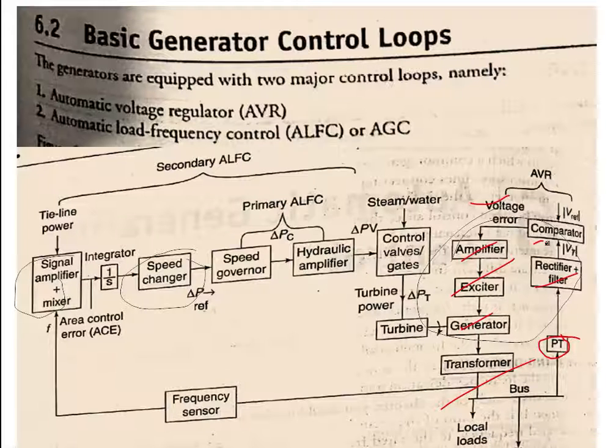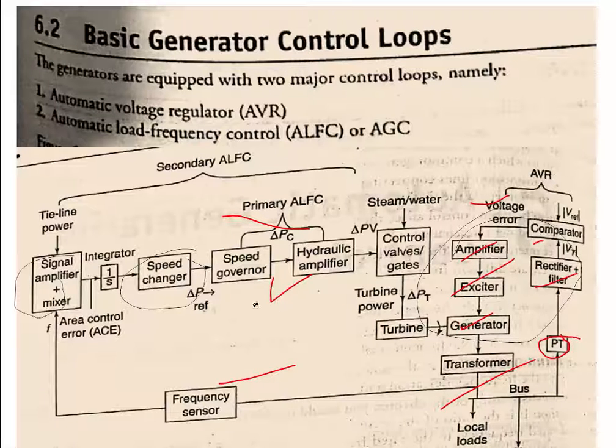The automatic load frequency control loop is again classified into two sub loops: primary ALFC and secondary ALFC. The primary ALFC consists of a speed governor and a hydraulic amplifier. The hydraulic amplifier amplifies the frequency signal and gives an output, and that output is the change in power.